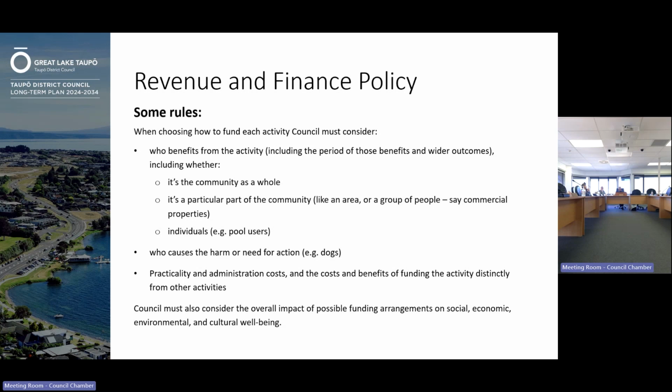And then after you do that activity by activity, you look at the overall picture and you go, are we collecting money from the right type of people in the community? Are we achieving our social, economic, environmental and cultural well-beings? Or are some people skating through, having somehow missed all the policies, and they're not contributing like we think they should contribute as a community? Does that all make sense? Well, Section 101(3) it's a view.